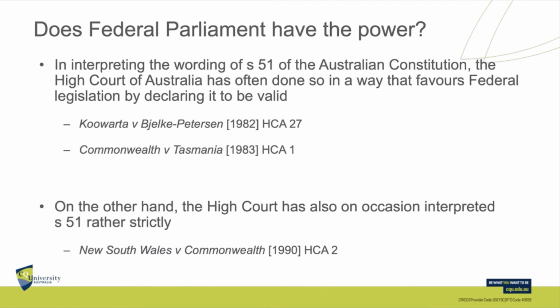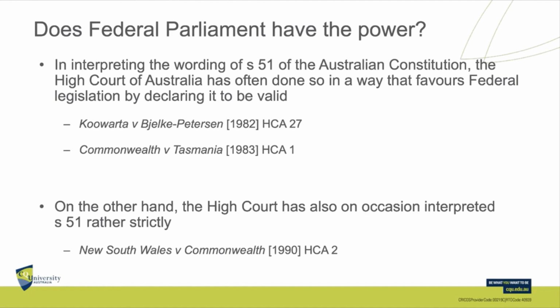Courts are having to deal with these disputes between states and federal parliament, with states arguing that federal parliament does not have the power under section 51 to make the laws it has. And generally, courts have favoured federal legislation by deeming it to override state legislation. In doing so, they've tended to give a broad interpretation of whether things fall within the scope of federal power. We saw this in the case of Koowarta and Bjelke-Petersen, when the Queensland government challenged the validity of the Racial Discrimination Act so that they could racially discriminate against Koowarta.